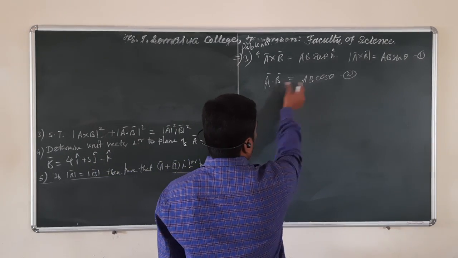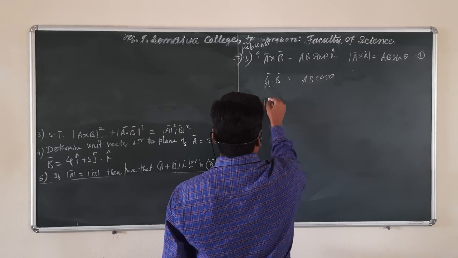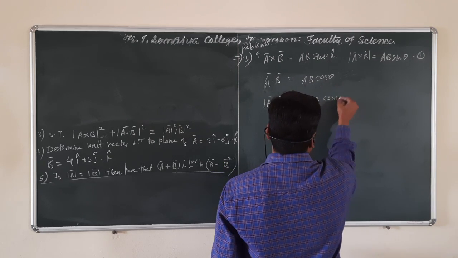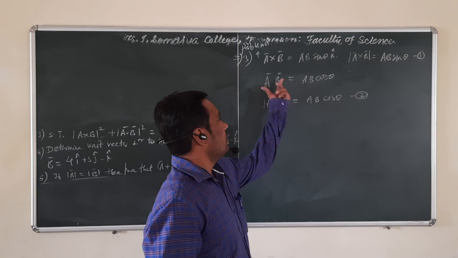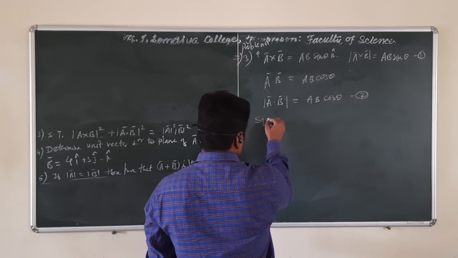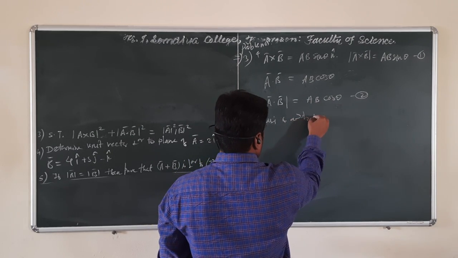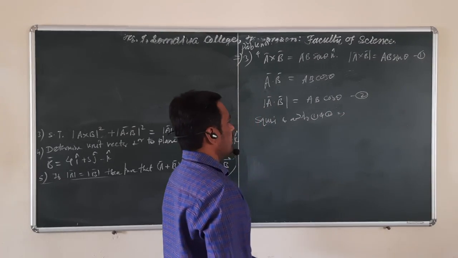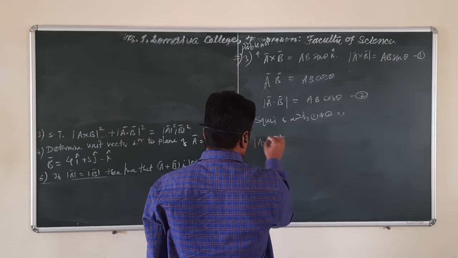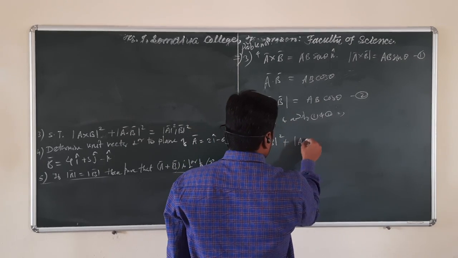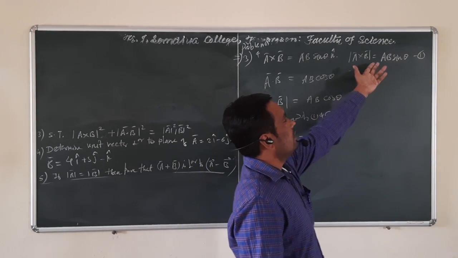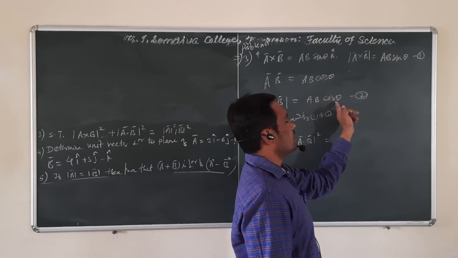So here A dot B we took as AB cos theta. Equation 2, magnitude of vector A dot B is equal to, that is again AB into cos theta. If you take its magnitude, it will be AB cos theta. Now squaring and adding equation 1 and 2. On the left hand side, what will we get? A cross B magnitude its square plus A dot B magnitude its square is equal to, on the right hand side, A square B square sin square theta plus A square B square cos square theta.